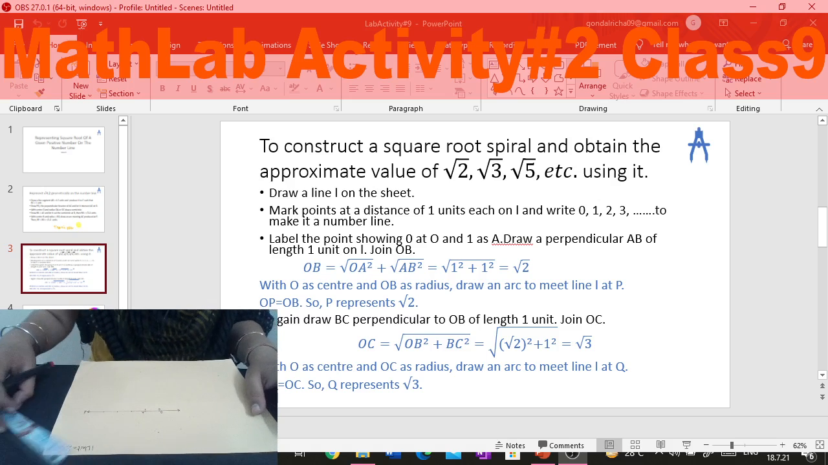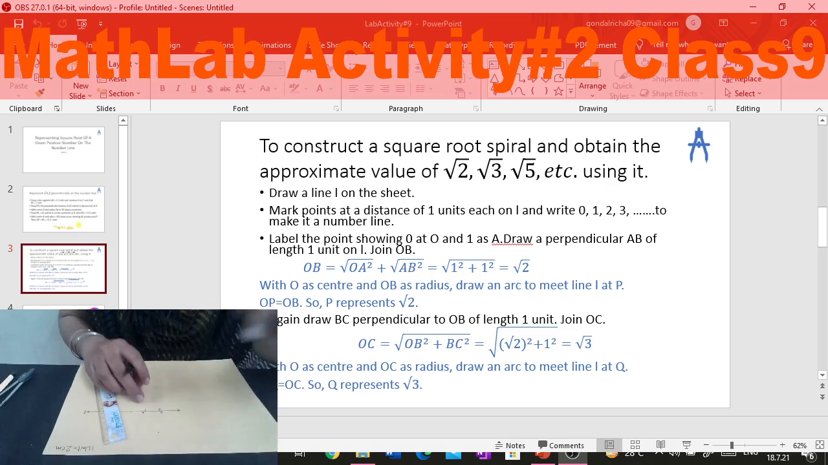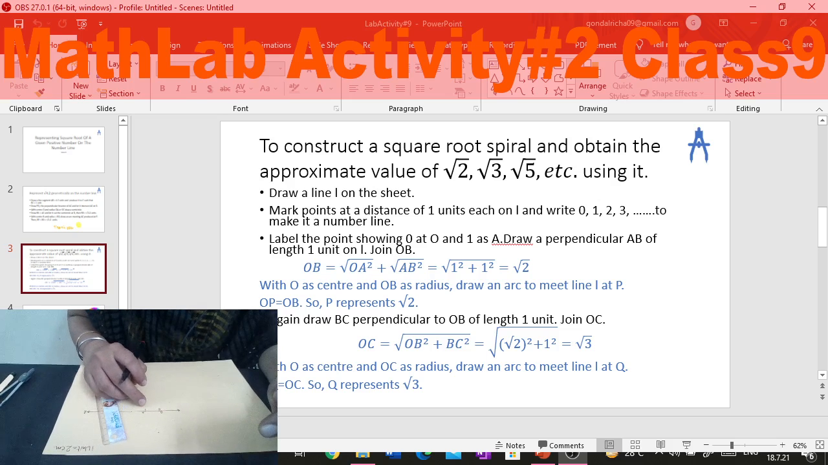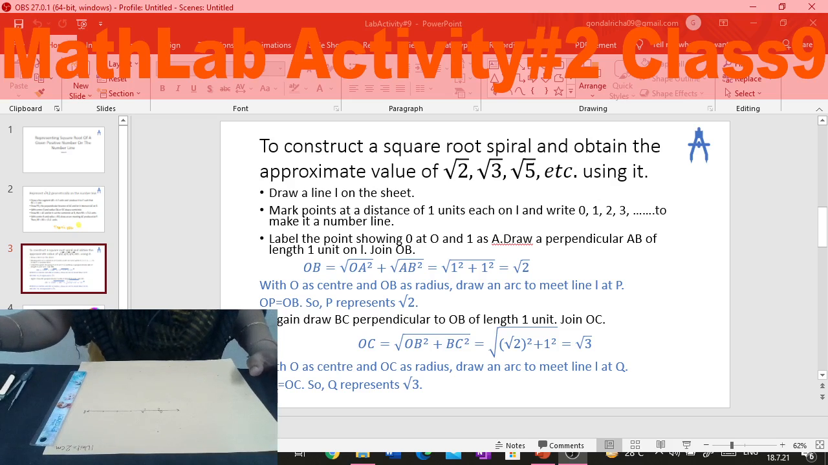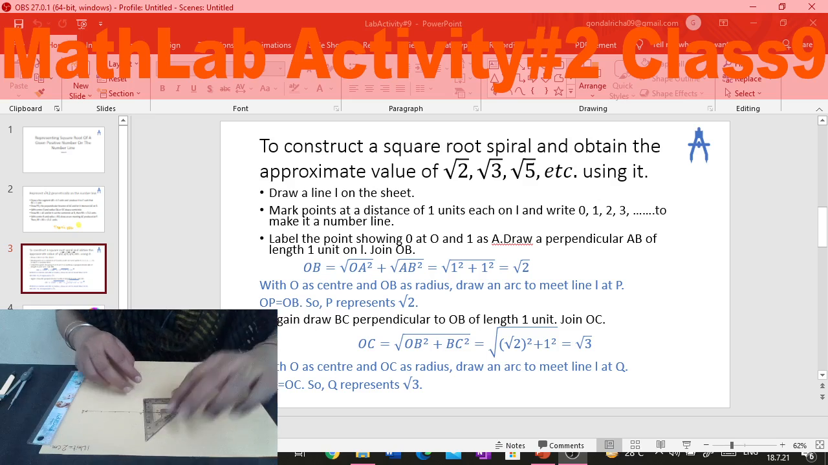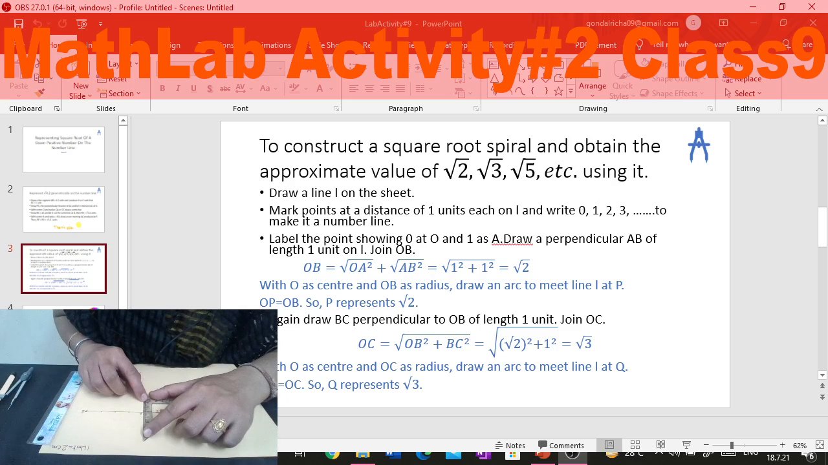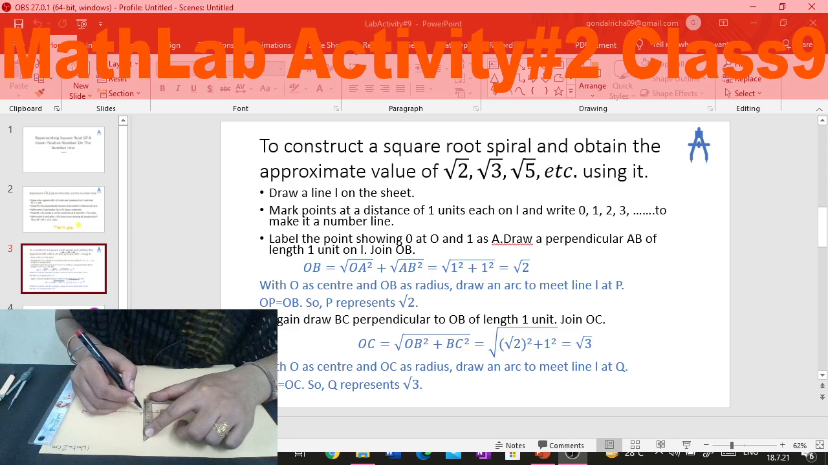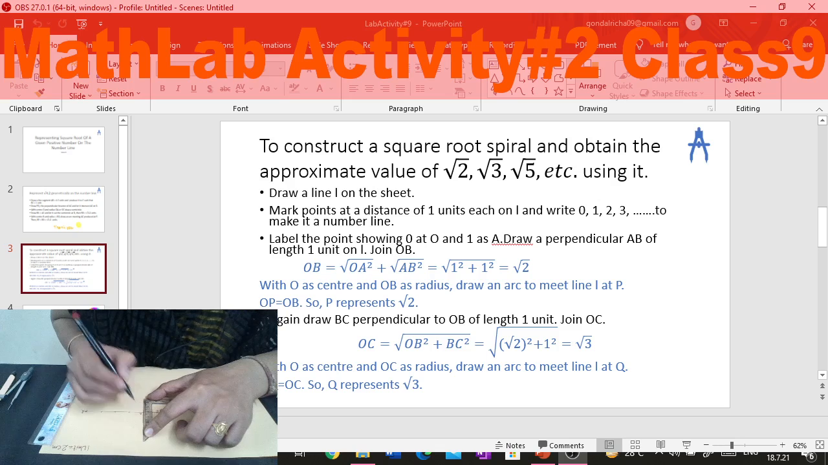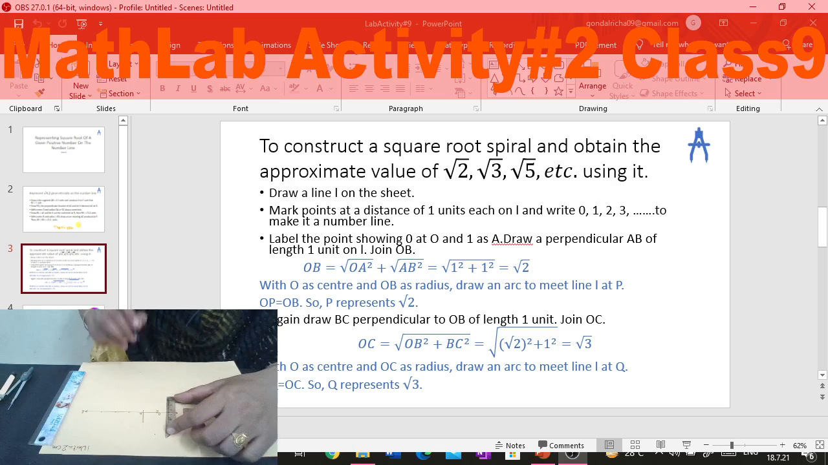Now the next step is that I will draw a perpendicular AB at this point A, such that the length of AB is 1 unit. And you know 1 unit here I have taken as 2 centimeters. So I have to draw a perpendicular here which is of 2 centimeter length. So this is our point B.